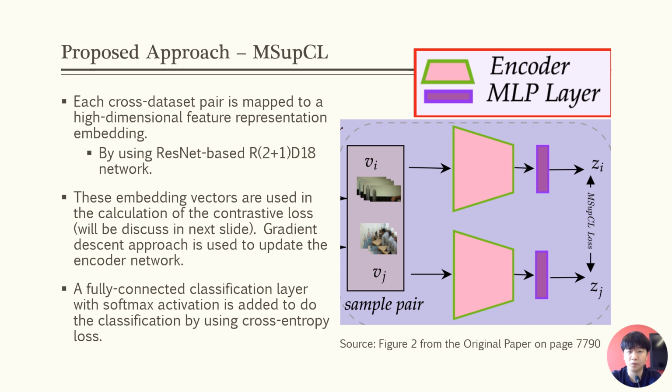So, what do we need to do for feature extraction? We need to train a feature encoder network to map video features to a high-dimensional feature space. Here, they use a ResNet-based network to generate the embedding vectors. Afterwards, these embedding vectors are used to compute the contrastive losses, and these contrastive losses are used to update the encoder network with gradient descent algorithms. Finally, a fully connected classification layer is used to make the prediction for a specific dataset.